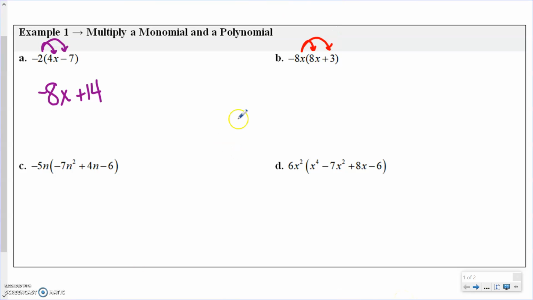So -8 times 8 gives me -64, and then x times x is simply x squared. Okay, again, because I'm multiplying, my exponents change. When I add or subtract, they do not. And then -8x times 3 gives me -24x.